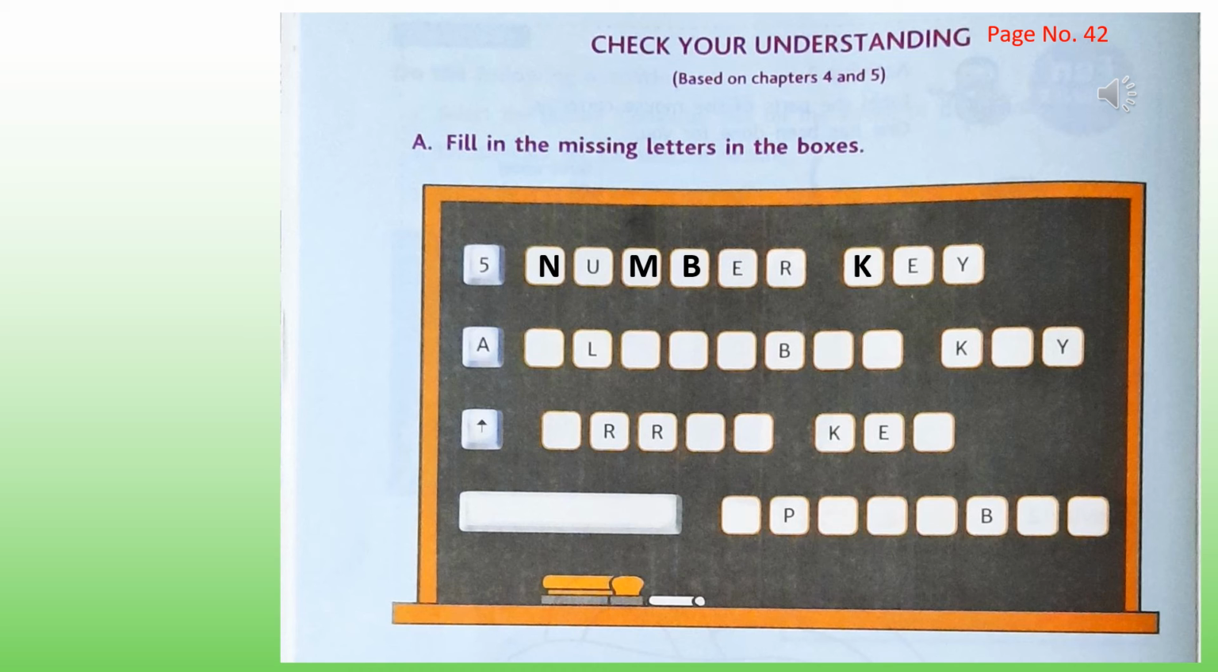Then we have the alphabet A. So that is the alphabet key. We then have an arrow there. So that is the arrow key. And finally we have a long key there, which is the space bar key, which we use to give spaces.